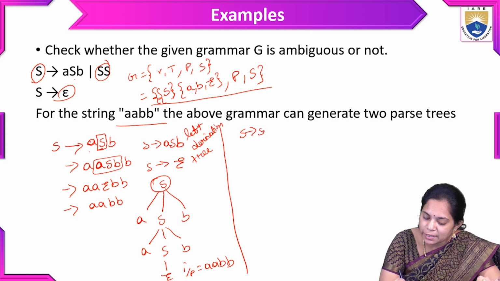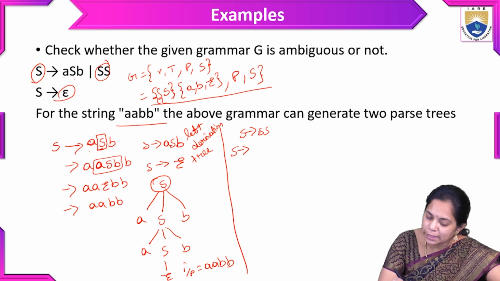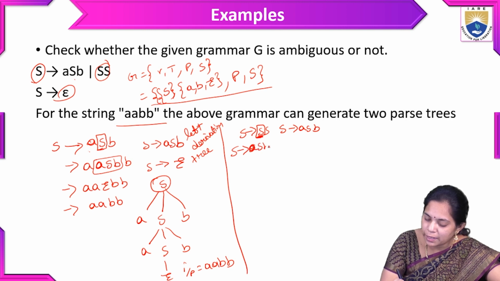S tends to S, S we will take. And after that, S tends to S. So here only one leftmost derivation we will take. So this S has to be replaced. So what we have to replace? S tends to A, S, B. So A, S, B and S. So in the leftmost derivation, which one we have to replace? So S tends to again A, S, B. So A, S, B, B, S. And here we have to substitute this leftmost.